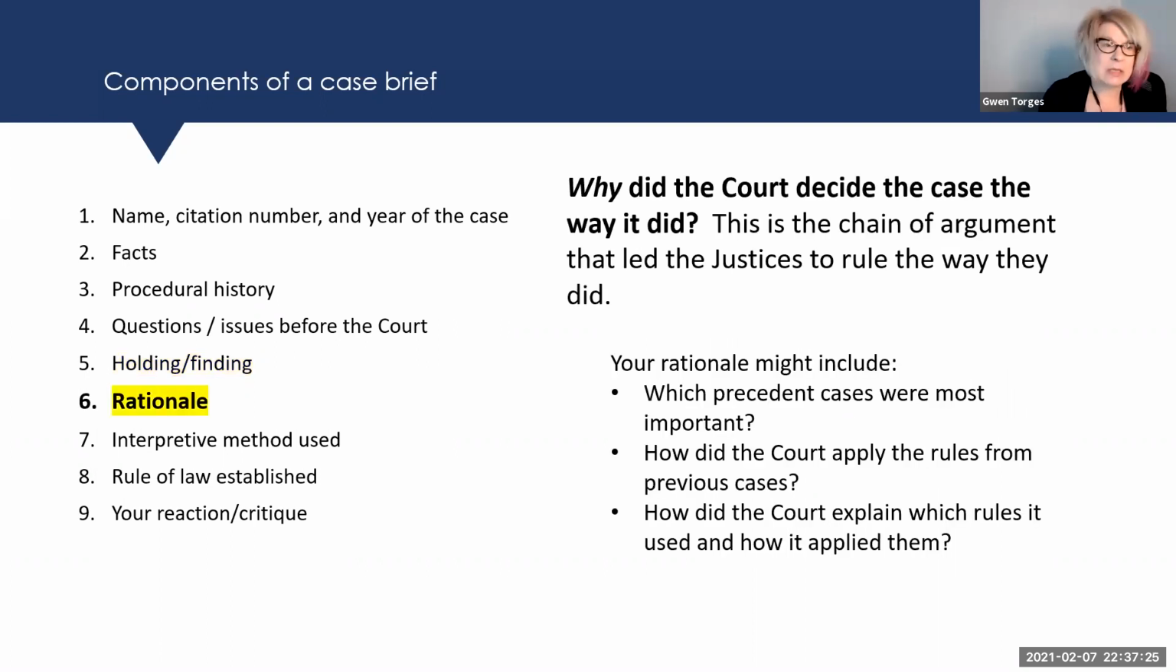The rationale, this is the most important part because this is where the thinking comes in.